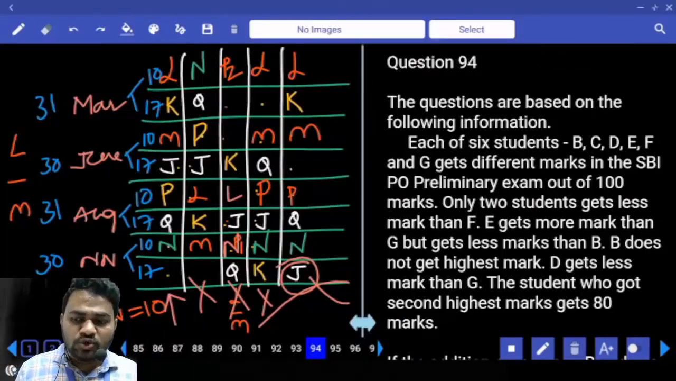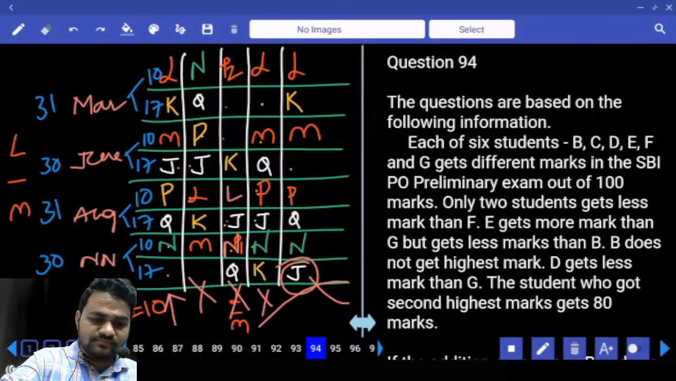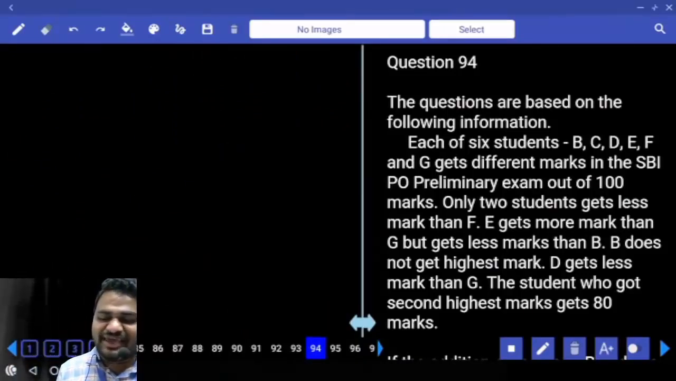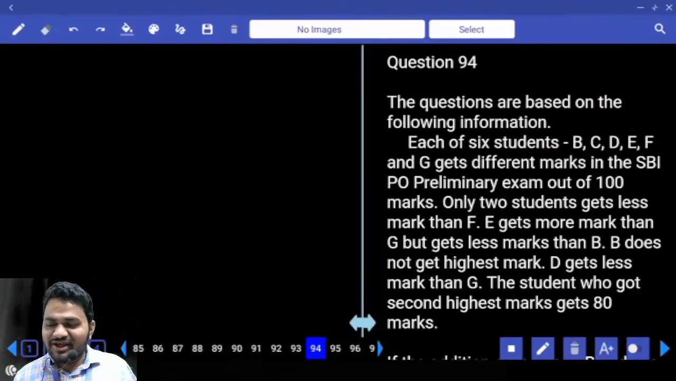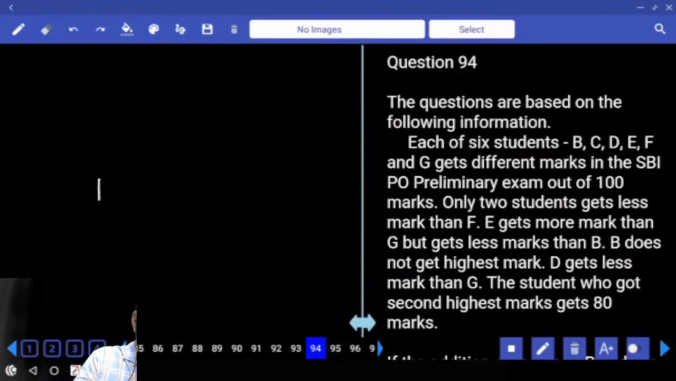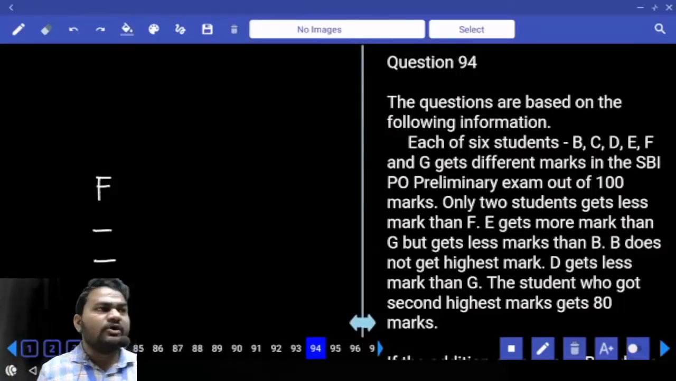Each of 6 students gets different marks in the SBI PO preliminary exam. Out of 100 marks, they are going to get different marks. Only 2 students get less marks than F. Whatever the marks for F are, less than F, only 2 persons are required.